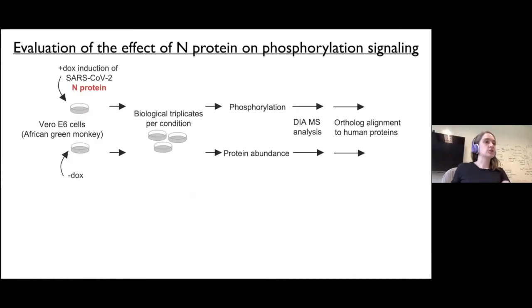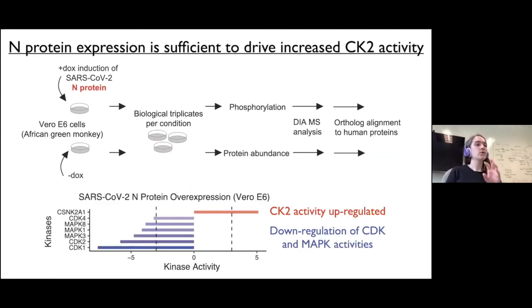And finally, to look a little bit more into the mechanism, we applied the same phosphoproteomics approach that I described earlier, but here instead of doing SARS-CoV-2 infection, we just overexpress N protein alone. We observe that N protein alone is sufficient to increase the activity of CK2, and also causes decreased activity of other proteins, such as some MAPK proteins and CDK1.